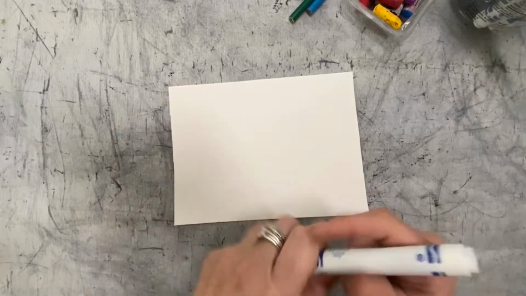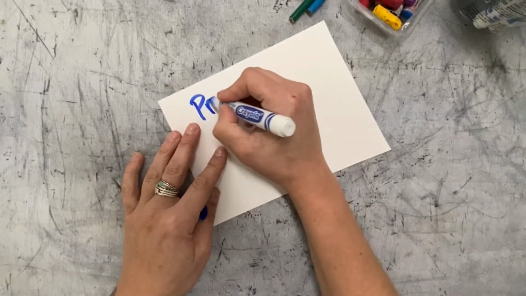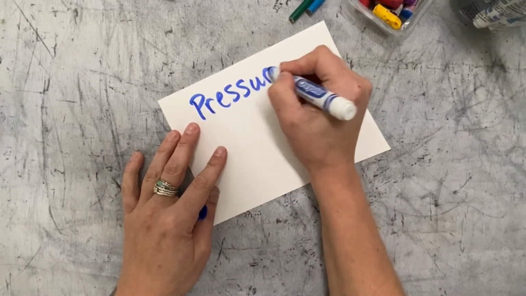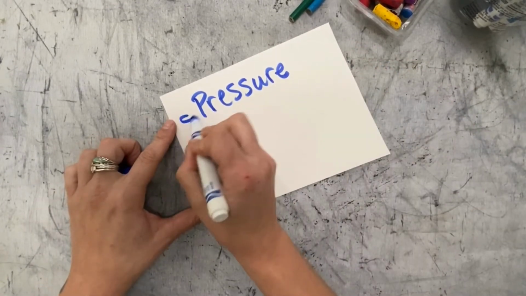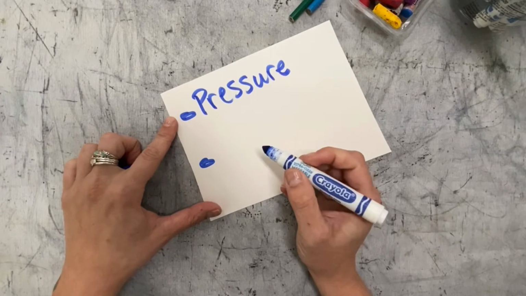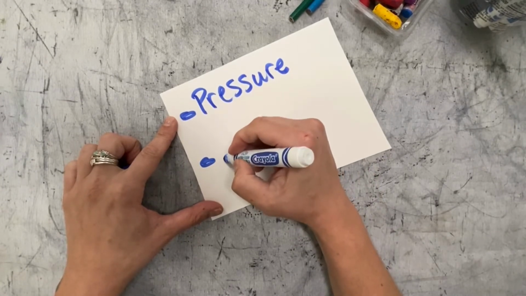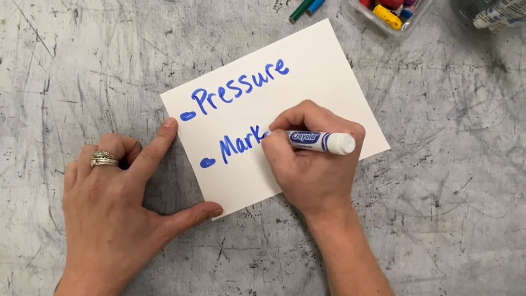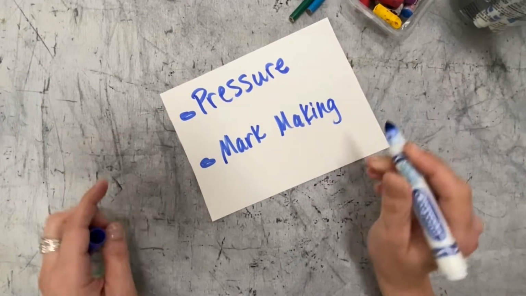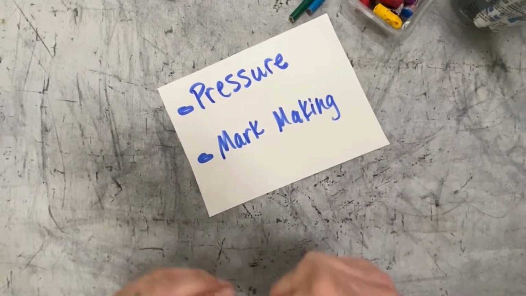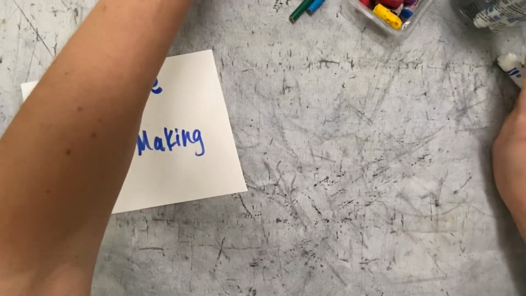Okay, kiddos, so there's two techniques to creating value. One of them uses pressure, which means how hard you push down on something. And the other way to create value with dry materials is by mark making and the types of marks that you make. So let's start with crayons and pressure.